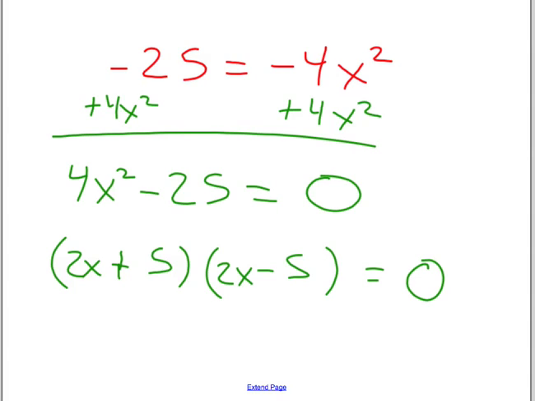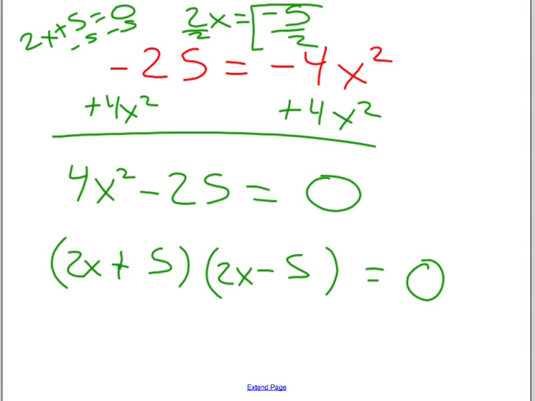We need to find what makes this 0. So I'm going to come up here, 2x plus 5 equals 0. How would you solve for x from pre-algebra on that? Subtract 5 is the first step, so 2x equals negative 5. Then divide by 2. So x equals negative 5 halves.